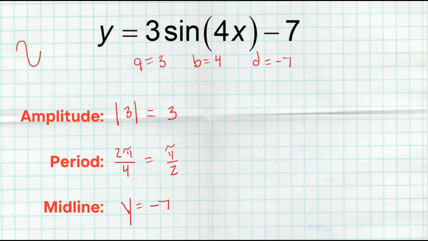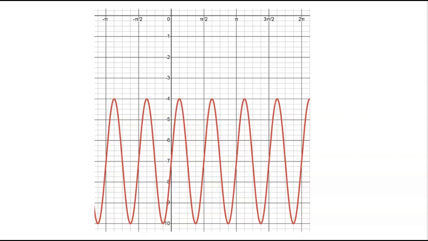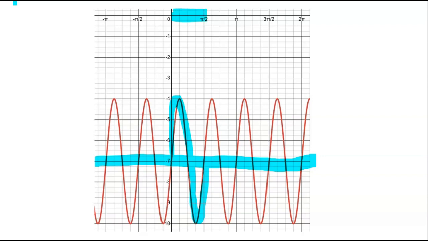All right, so let's take a quick look at the graph of this so we can actually see this happen. First we see that new midline down here at -7. And then we go up 3 to -4, down 3 to -10. And we see that this whole cycle of up to the max, down to the min, back to the midline happens over the course of a period of pi over 2.